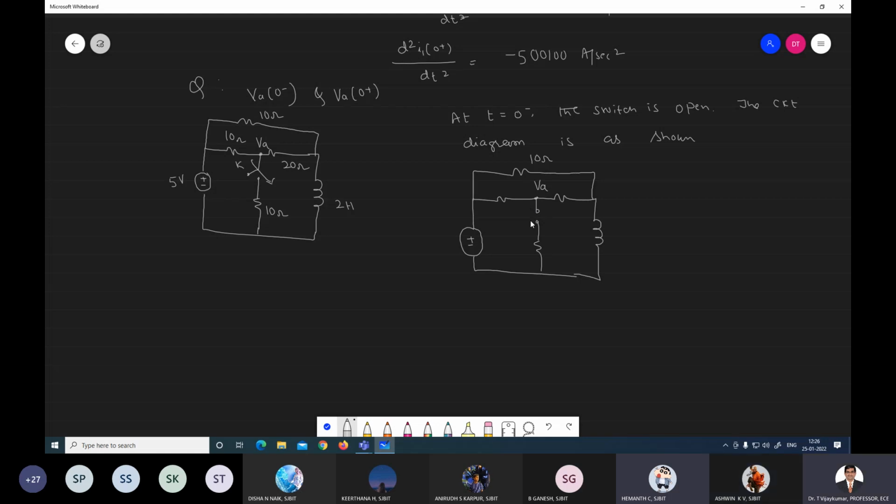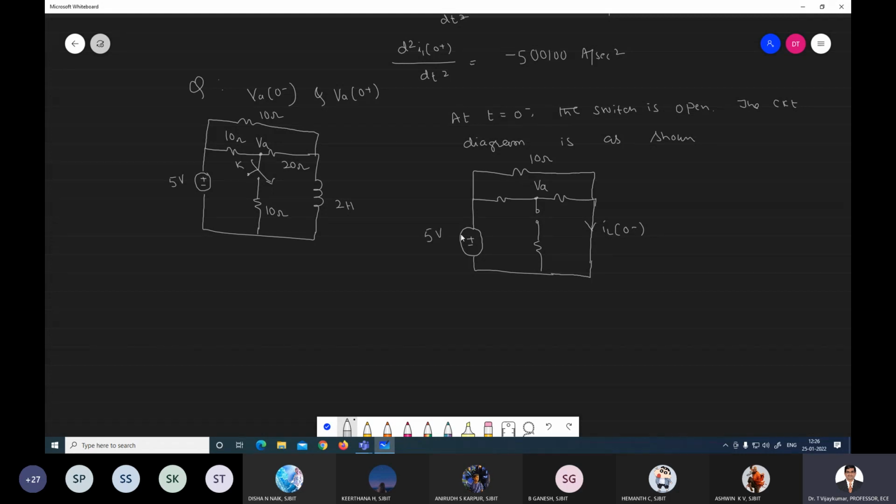What is given in the circuit shown: a steady state is reached with switch K open. Yes sir, the switch is open. Therefore, the inductor is short, and current will be flowing in this circuit. It is shorted and the current flowing is IL at 0 minus.